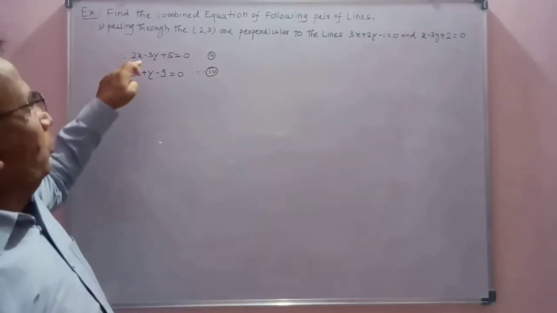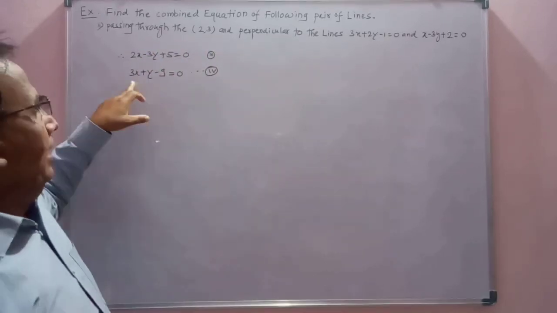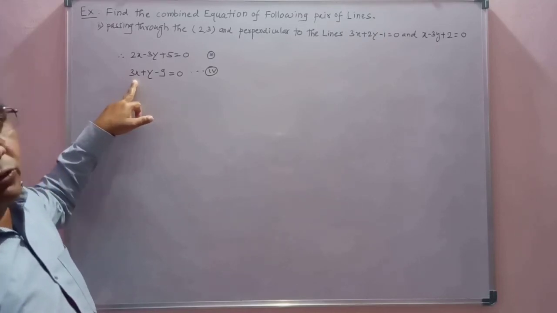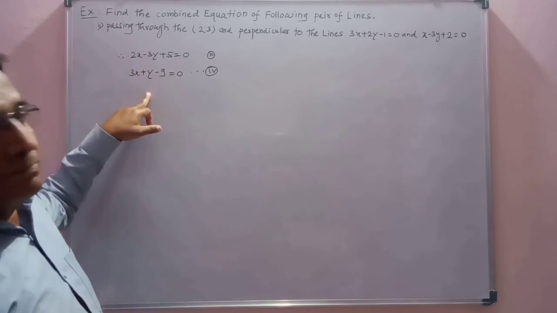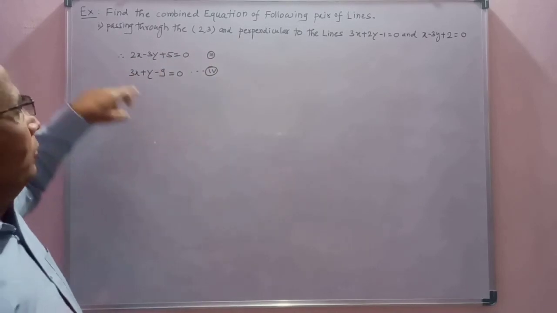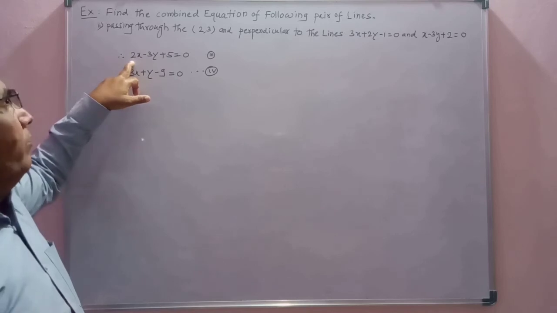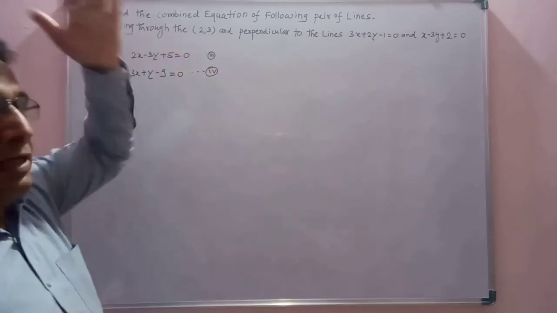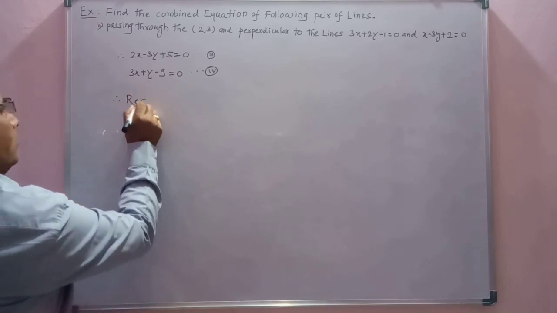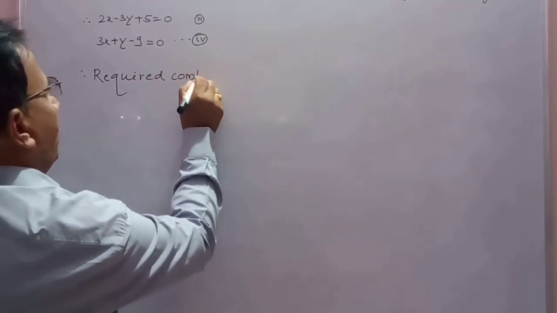Therefore, 2x minus 3y plus 5 equal to 0 is the third equation, and the fourth is 3x plus y minus 9 equal to 0. The line perpendicular to the second line is 3x plus y minus 9 equal to 0, and the third equation, 2x minus 3y plus 5 equal to 0, is perpendicular to the first line. Therefore, the required combined equation.